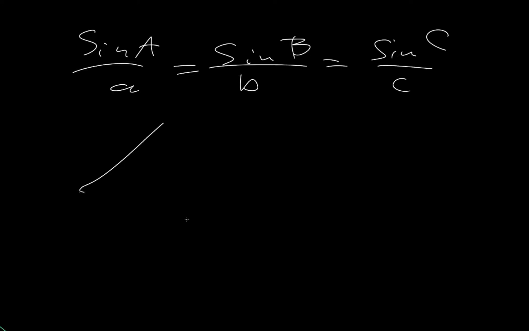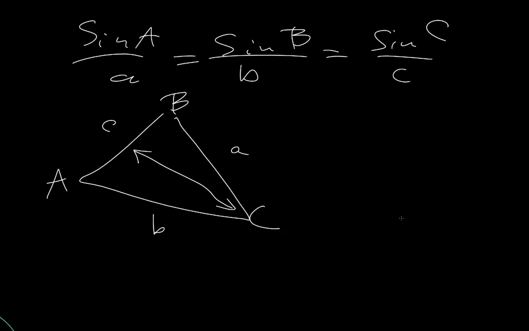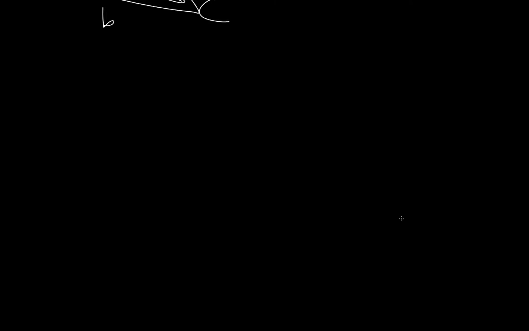And once again, if we had something like this, A, B, C, this would be B, this would be A, this would be C, because they have to be opposite the thing that we named. And so let's go to example 5. It says, find the length of AC to 2 decimal places.